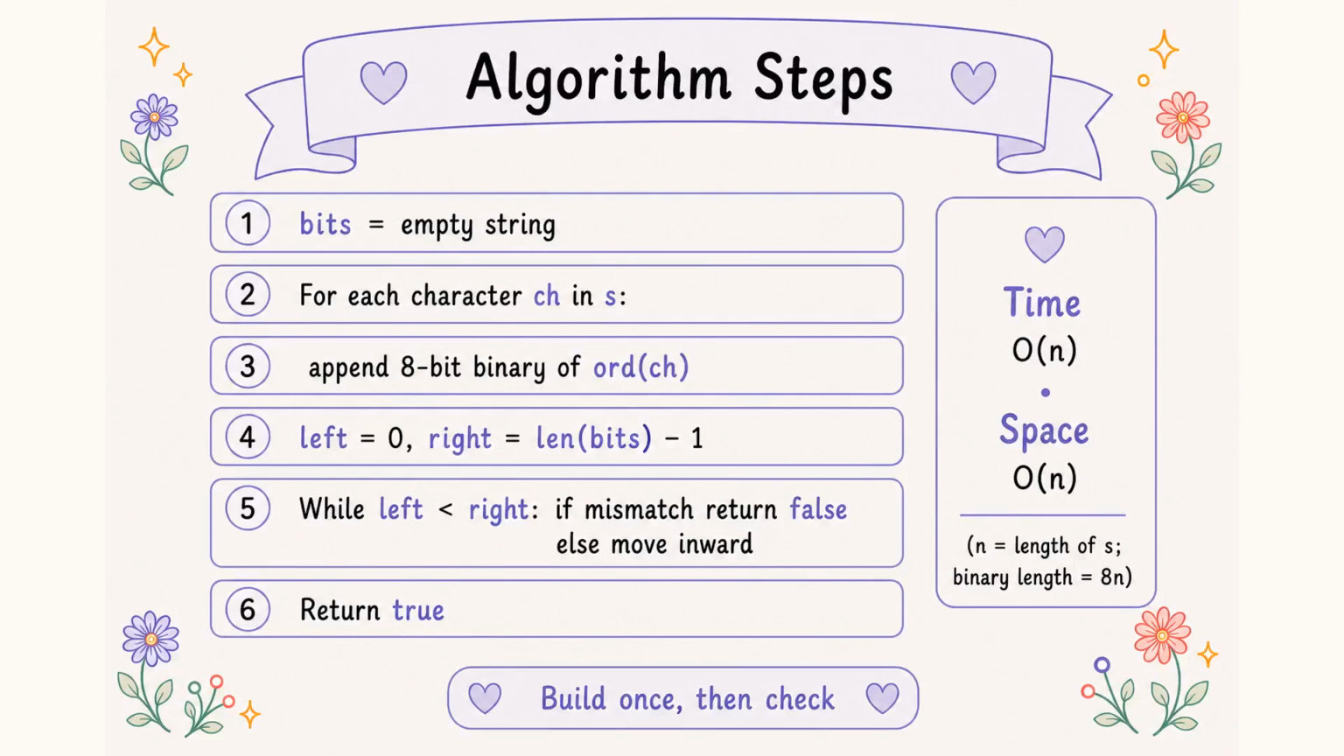Algorithm steps. 1. Start with an empty bit string. 2. For each character, append its 8-bit ASCII binary. 3. Set left to 0 and right to the last index. 4. While left is less than right, return false on mismatch, else move inward. 5. Return true. Time is linear in the string length. Binary length is 8 times the string length.